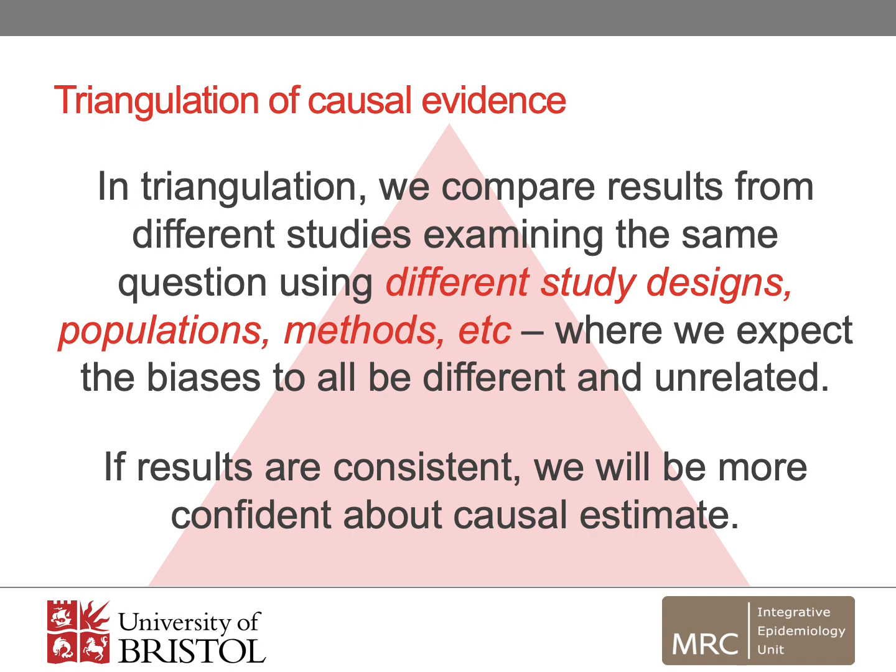As with all causal inference techniques, despite our best efforts, MR estimates are not likely to be completely immune from bias and confounding. Therefore, it's useful to compare evidence garnered using MR studies with evidence garnered using other approaches with different but unrelated biases. And this is known as triangulation.